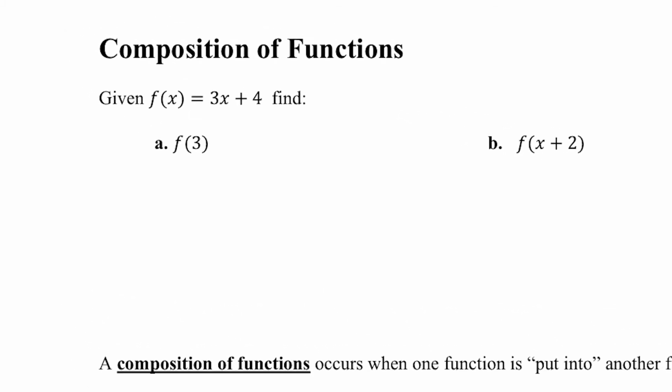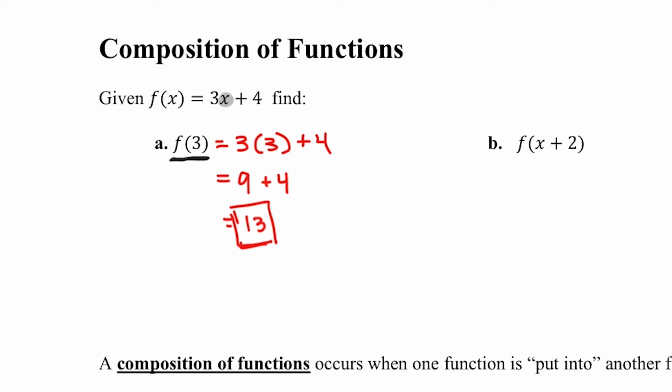You've probably seen something like this before, f of 3. So we are given that f of x equals 3x plus 4. If they want us to find f of 3, that means we're going to take this 3 and replace x with 3. So then we would have 3 times 3 plus 4. That's 9 plus 4, which is 13.